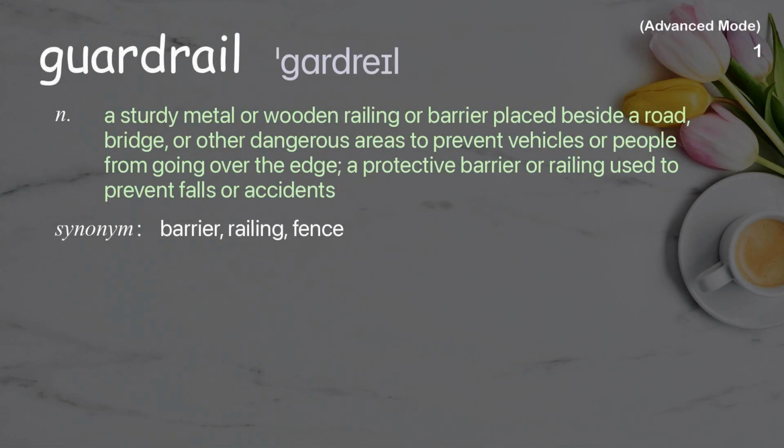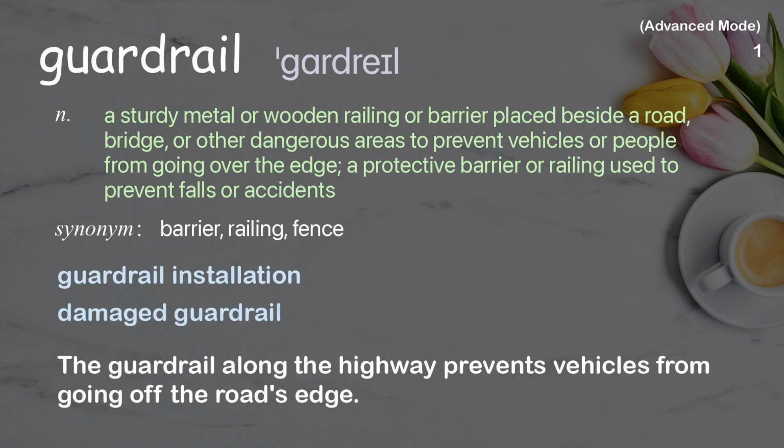Guardrail. A sturdy metal or wooden railing or barrier placed beside a road, bridge, or other dangerous areas to prevent vehicles or people from going over the edge. A protective barrier or railing used to prevent falls or accidents. Examples: Guardrail installation. Damaged guardrail. The guardrail along the highway prevents vehicles from going off the road's edge.